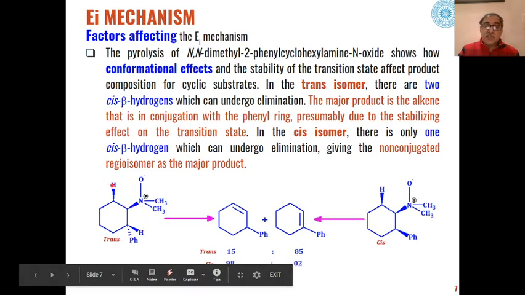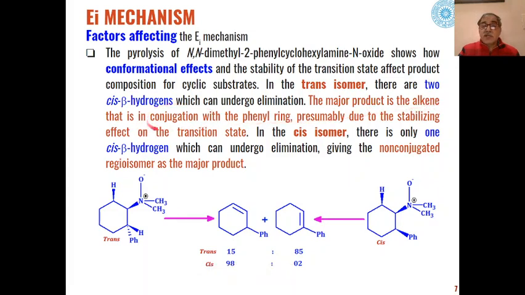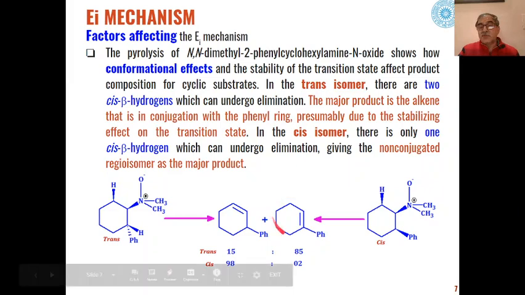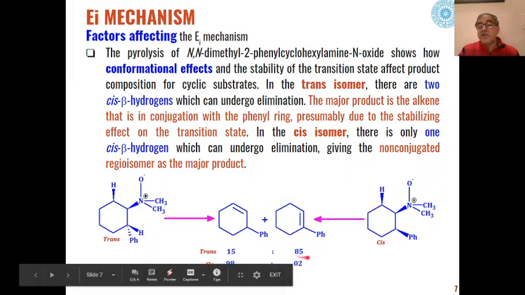So either this hydrogen can be removed or this hydrogen can be removed, but the removal of this hydrogen takes place preferentially, because this will lead to the formation of a more conjugated product. So the major product is the alkene that is in conjugation with the phenyl ring. That is why here 85% of the product is formed, where removal of this hydrogen leads to the more conjugated product.